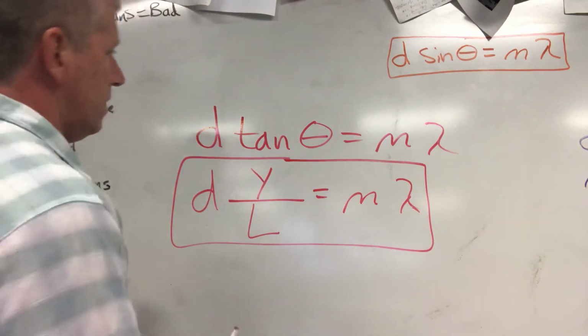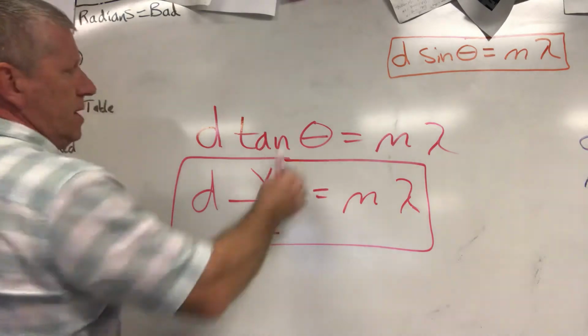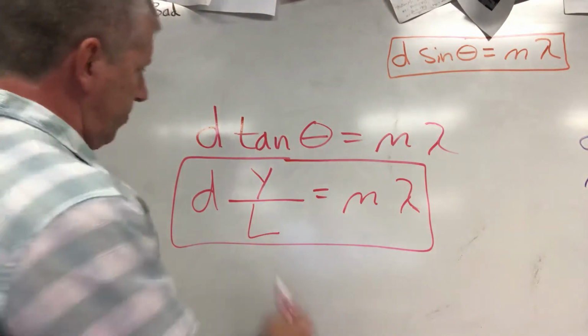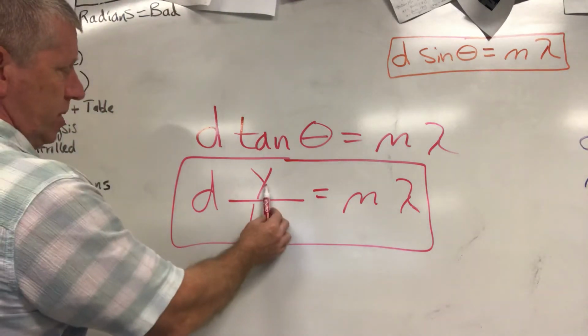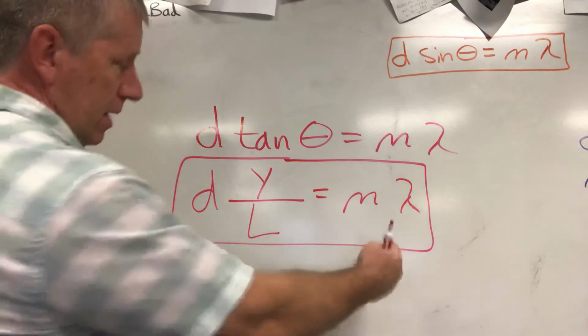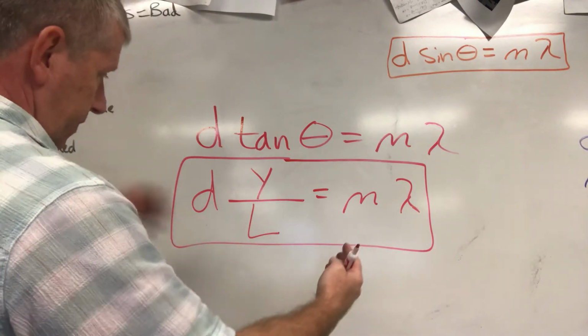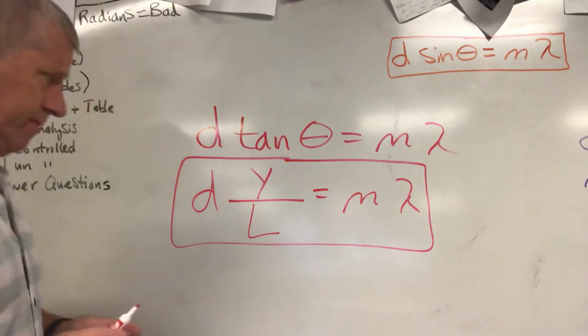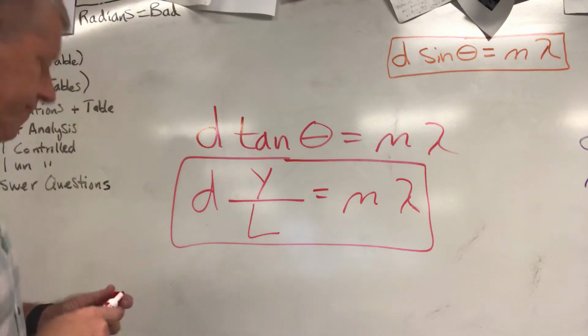They expect you to kind of know that. They expect you to be able to go, wait a minute, sine of small angles and tangents of small angles are the same, so then the opposite over the adjacent is the distance between the bright spots and the length between the diffraction grating and the projection. Okay, so that comes in handy.